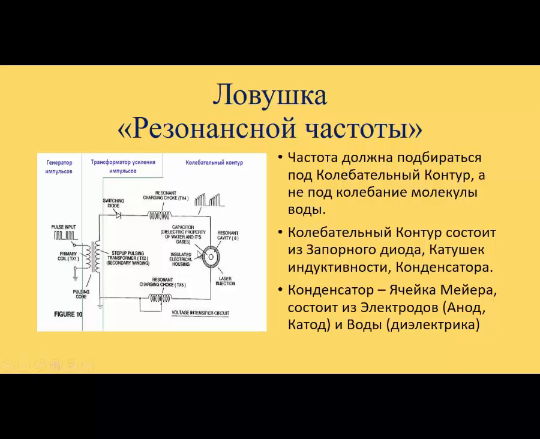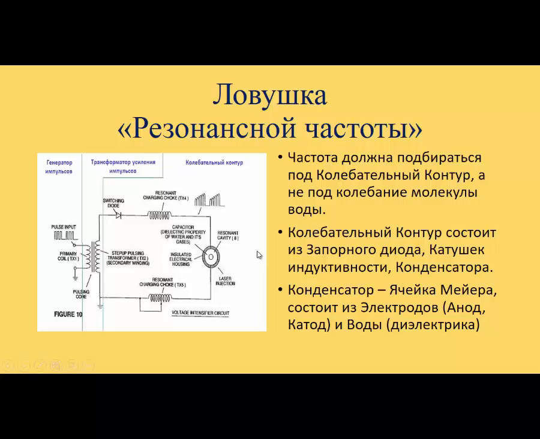Finally, the trap of resonant frequency. The frequency should be selected for the oscillatory circuit. The oscillatory circuit consists of a shutoff diode, two inductance coils and a capacitor. It is also a Meyer cell. We see in the figure that the scheme itself consists of a pulse generator, a pulse step-up transformer, and an oscillatory circuit.